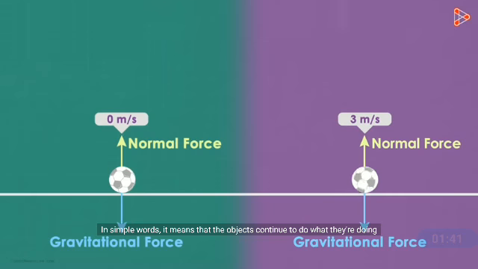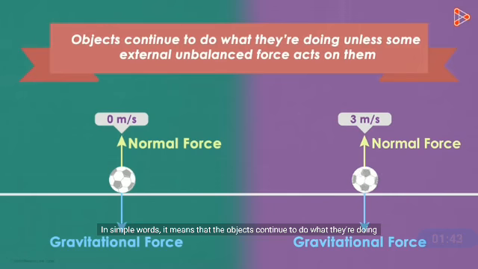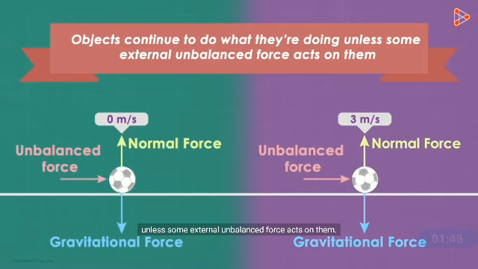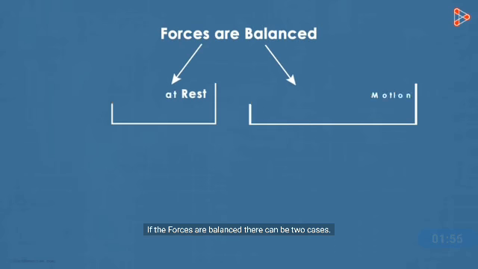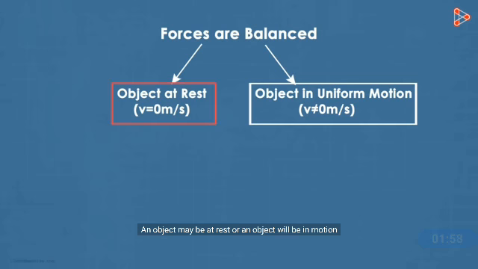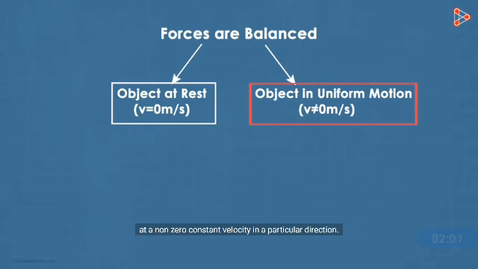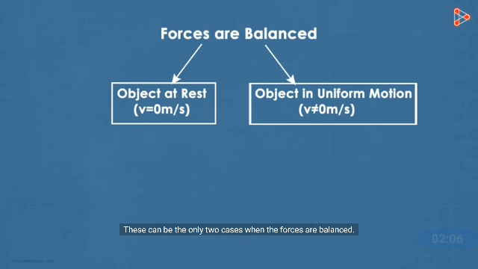In simple words, it means that the objects continue to do what they're doing unless some external unbalanced force acts on them. We can also understand this using a simple diagram. If the forces are balanced, there can be two cases. An object may be at rest, or an object will be in motion at a non-zero constant velocity in a particular direction. These can be the only two cases when the forces are balanced.